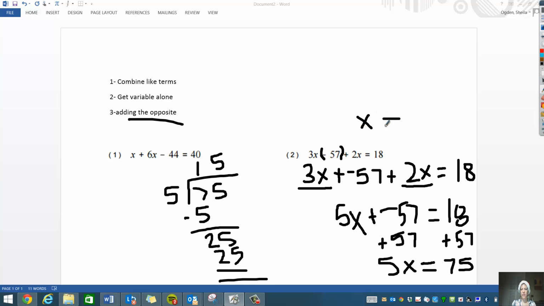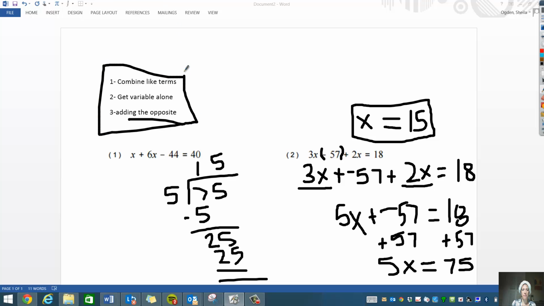This is different from yesterday because instead of an x and a y, we're just given one variable and we're finding what the value is that makes the statement true. Please be sure that you have these steps down, or that you know them, love them, live them, learn them, and then you can go ahead and finish the rest of those.